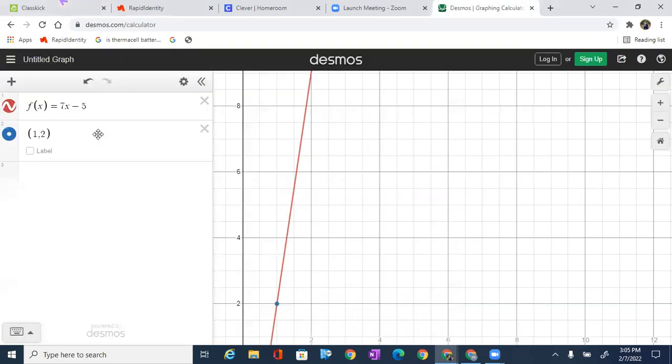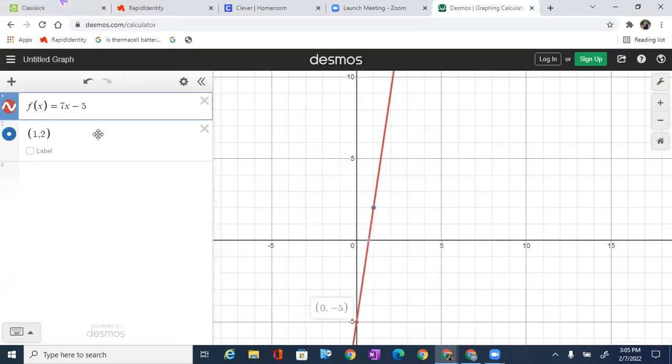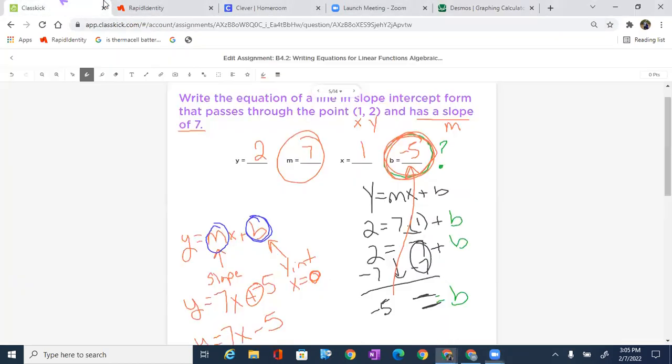And then if we wanted to, we can also go back a little bit more and check the y-intercept, and notice that the y-intercept is negative 5. But we definitely wanted to verify with the original point we were given, which is (1, 2). All right, I hope that helps you out with building the equation of a slope-intercept form line when you're given the slope and a point.